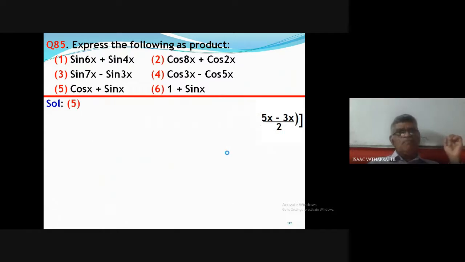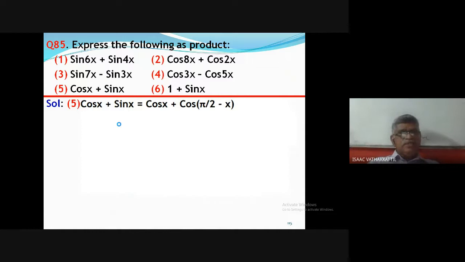Fifth one is sin x plus cos x. Our formula is for cos x plus or minus cos x, sin x plus or minus sin x. But here we have cos x plus sin x. One option is you change cos x to sin(pi/2 - x). Other option is change sin x to cos(pi/2 - x). I rewrite this as cos x plus cos(pi/2 - x). To avoid some confusion, we write cos(pi/2 - x) first.